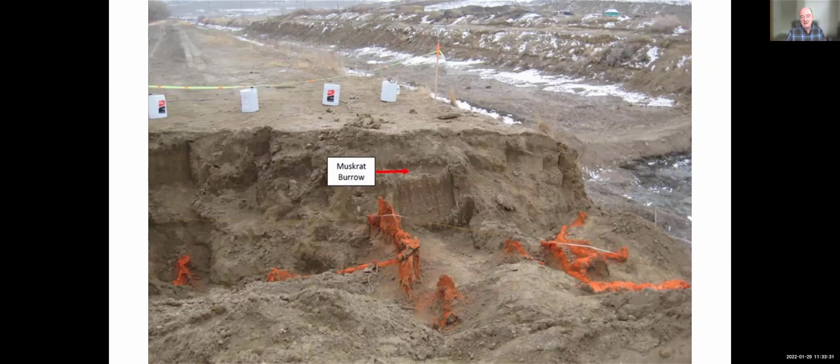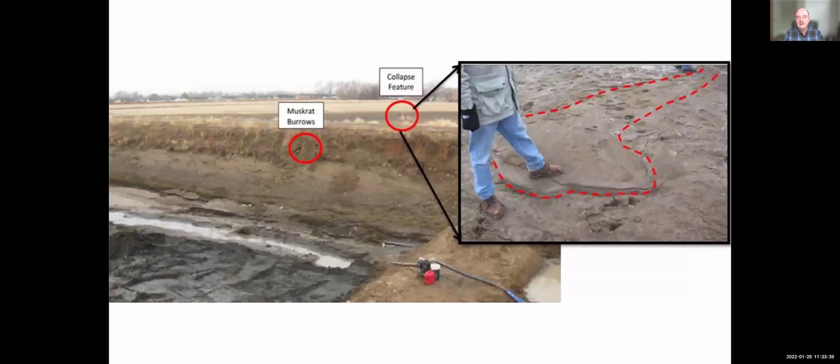So it might surprise you that the muskrat can make such a large network, and how far back into the embankment a burrow could go. And this is not the greatest photograph, but burrows are starting here, and the collapse is occurring way over here, because these burrows, in this dike situation, went a very long distance into the embankment.